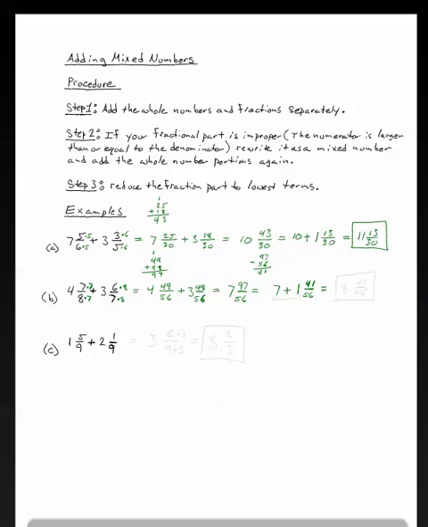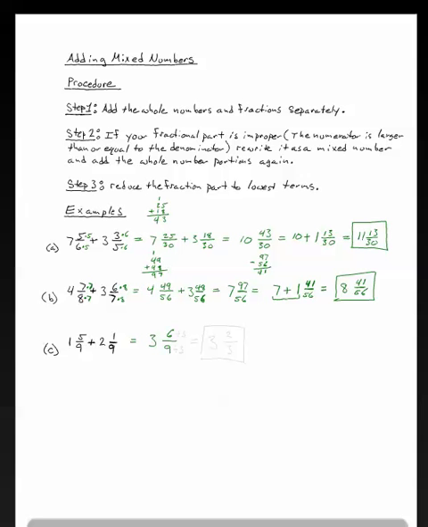So now we say 7 plus 1 and 41 over 56, so we combine the whole number portions. That's 8 and 41 over 56. And we're done. In example C, notice that we already have a common denominator. So we don't have to find a common denominator. So we go right to adding. 1 plus 2 is 3. 5 plus 1 is 6 over a common denominator of 9.